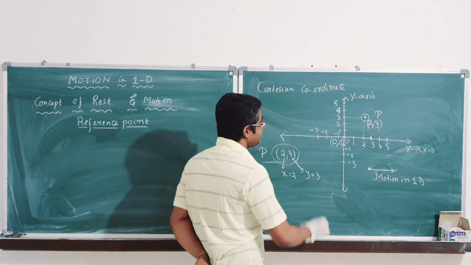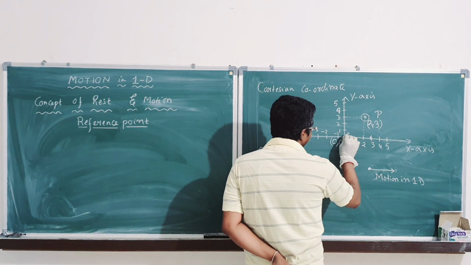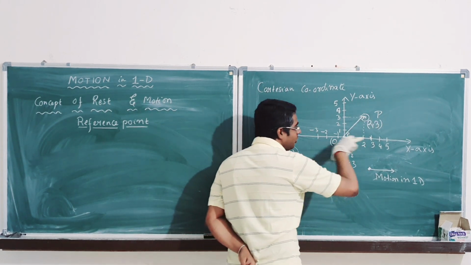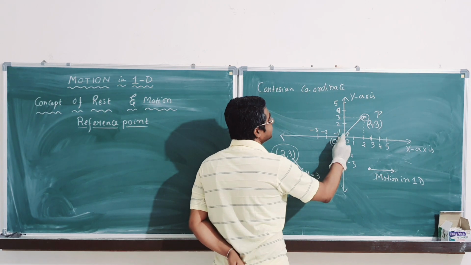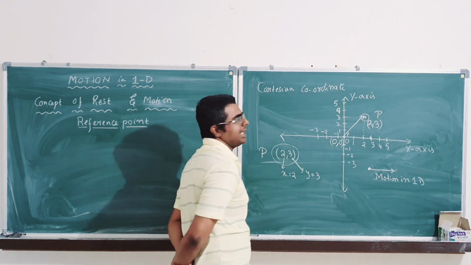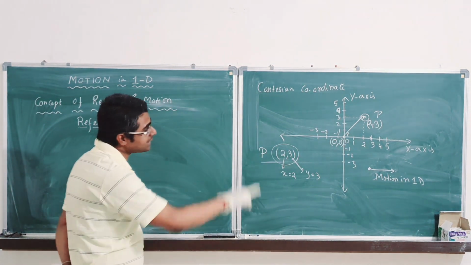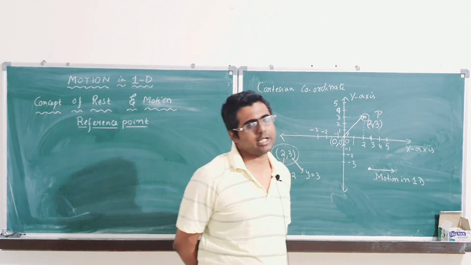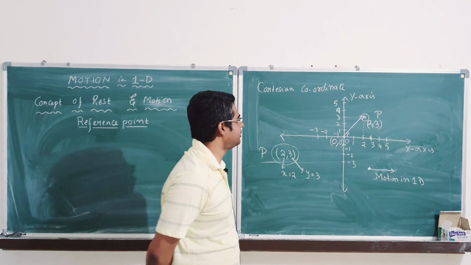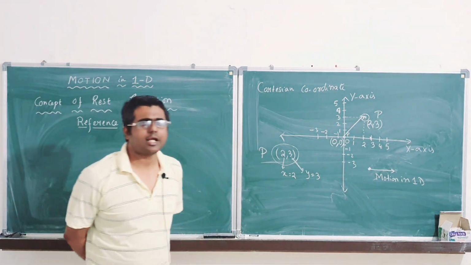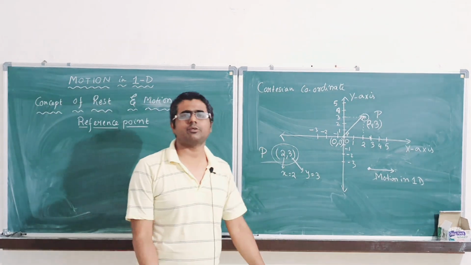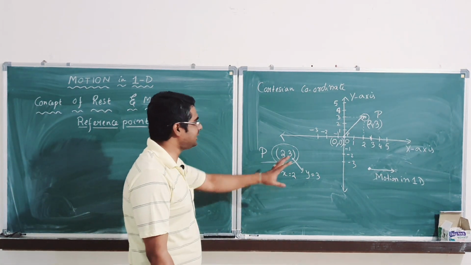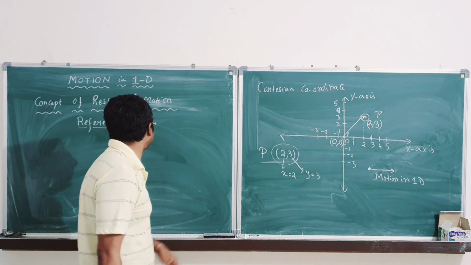But similarly, if a body was here and it has changed position like this, that means it has changed position in the horizontal axis as well as in the vertical axis. So in this case it is motion in two dimensions. Motion in one dimension, motion in two dimensions. That is enough for class 9. In higher classes you will definitely learn about motion in three dimensions also. So Cartesian coordinates are very important, that is why I have told you this.